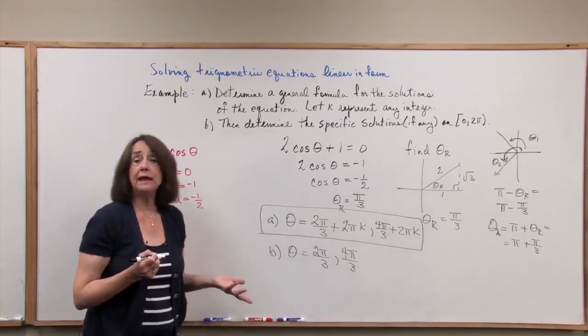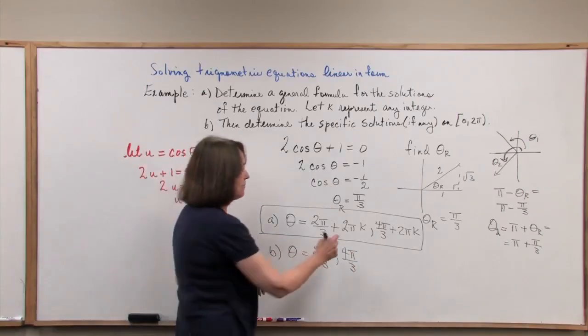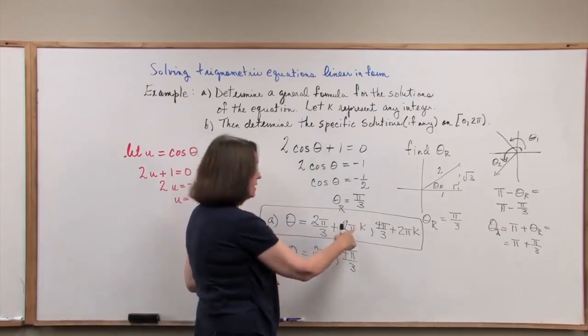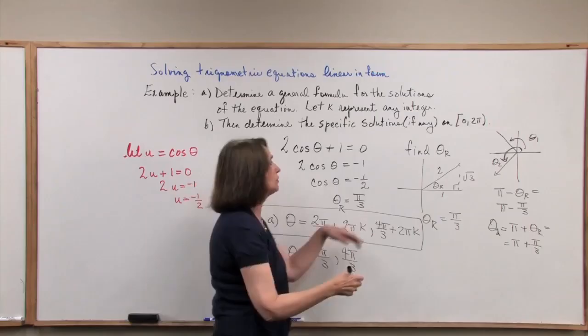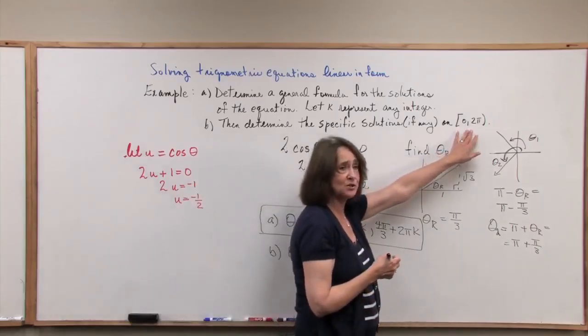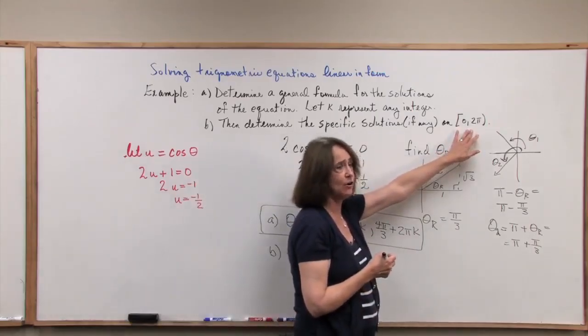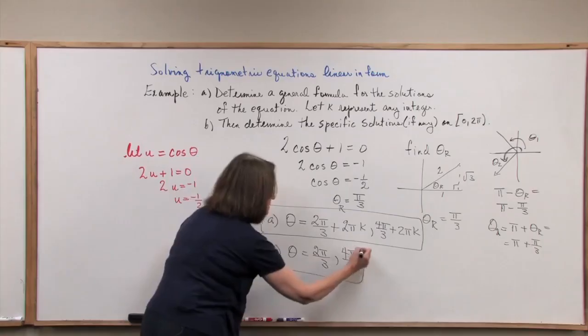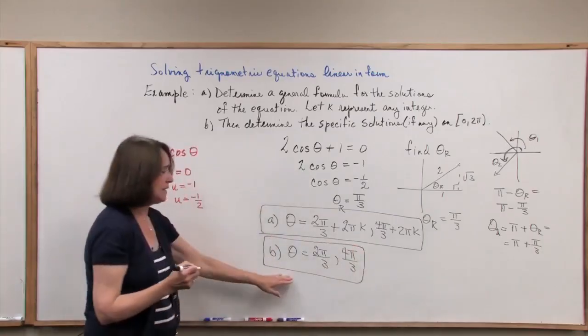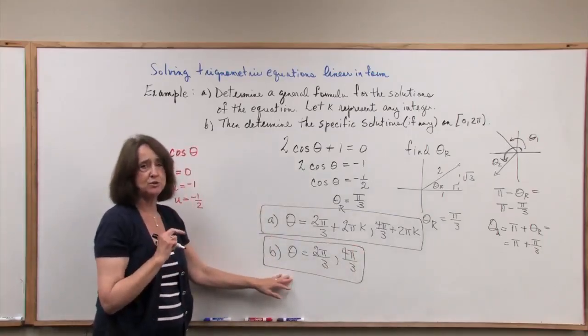Okay, so do we let k be 1? Well, let's see what happens. If k is 1, then we would be adding 2 pi to each 2 pi over 3 and 4 pi over 3. Both of those answers are not in our interval 0 to 2 pi. So we see that on that given interval, we have 2 solutions.